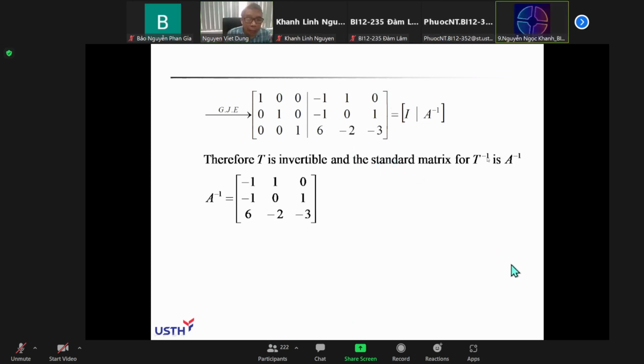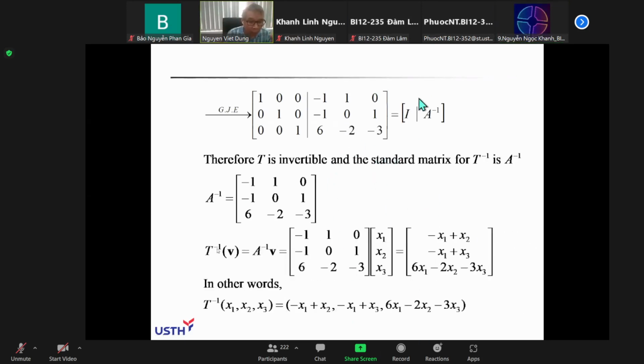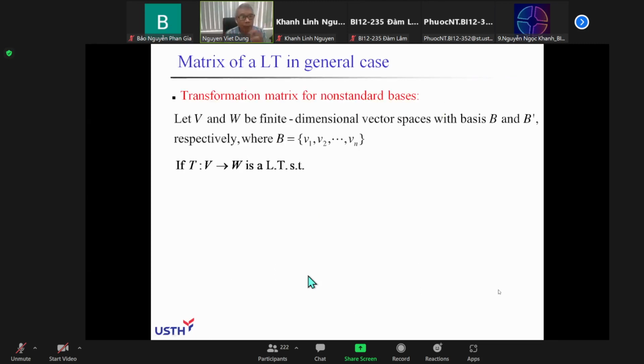Then T inverse will be like that. T inverse of V equals A inverse multiplied by V. A inverse is here, and V is the coordinate x1, x2, x3. And if you multiply them here, you get the column of coordinates here. Or if you want, you can write it as a formula like that. So that is everything we should study for the standard matrix. And now we take a short break, and after that we continue with lecture number 6 here. So we take a break now, please.